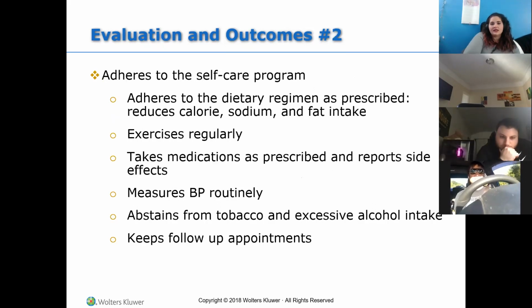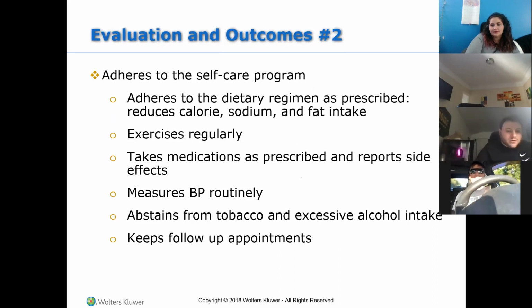Adheres to self-care program, adheres to the dietary regimen as prescribed, reduced calories, sodium, and fat intake, exercises regularly, takes medications as prescribed and reports side effects, measures blood pressure routinely, abstains from tobacco and excessive alcohol intake, and keeps follow-up appointments.